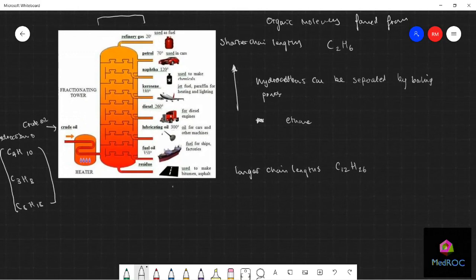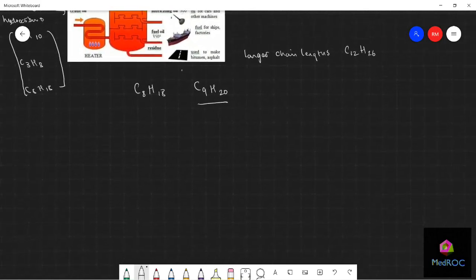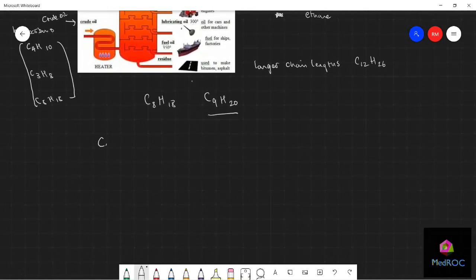Now, what if we have a mixture of crude oil, but it's just full of long chain alkanes, long chain hydrocarbons? Say we've got some octane, some nonane, for example. How might we be able to obtain some shorter chain lengths from these longer chain length molecules? Well, I'm just going to introduce you to one last topic of this video that we need to discuss, which is called cracking. And I'll make a separate video on this as well. But essentially, cracking is using a longer chain alkane to achieve a shorter chain alkane.